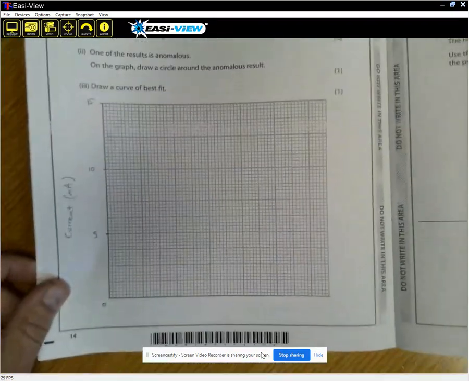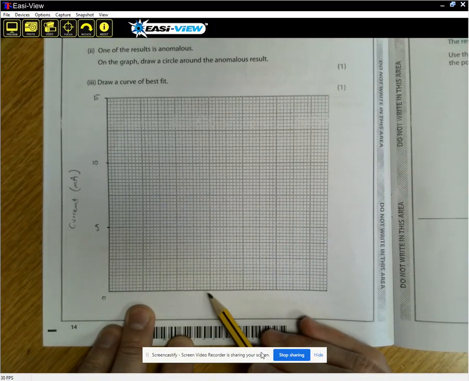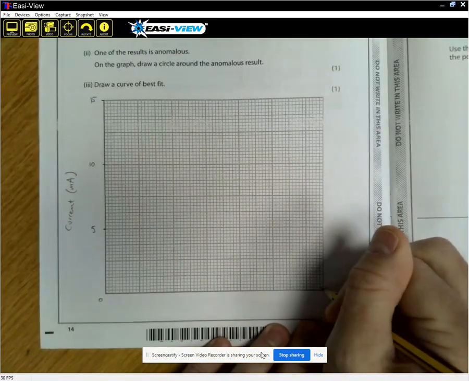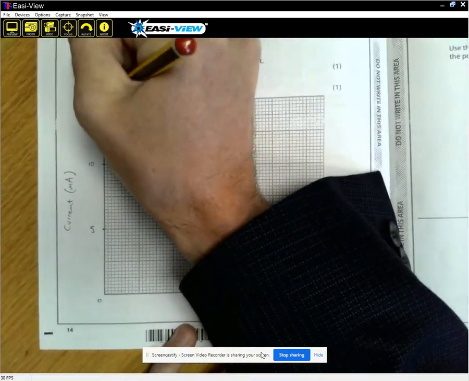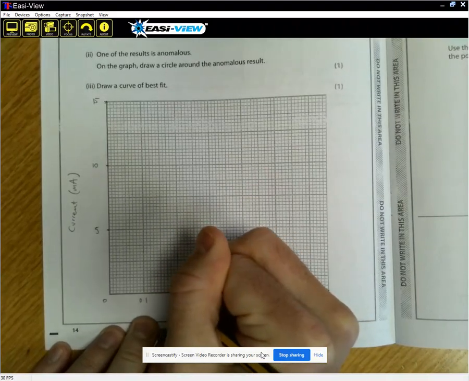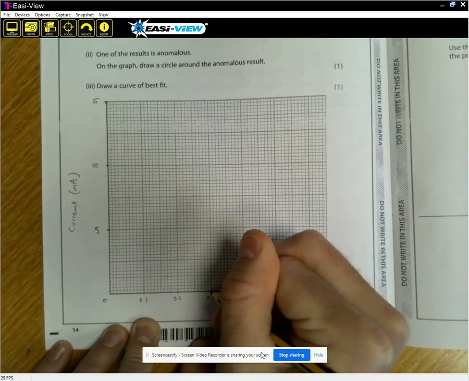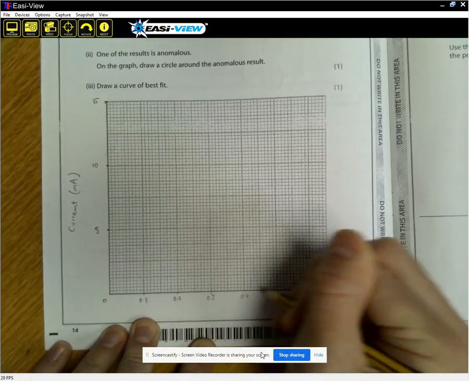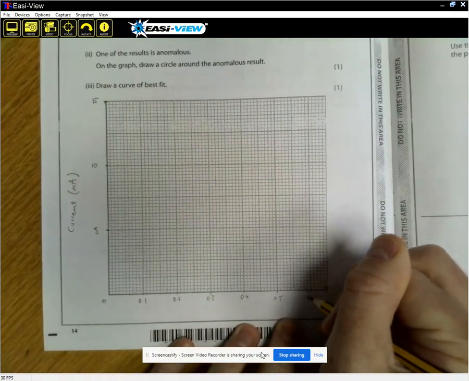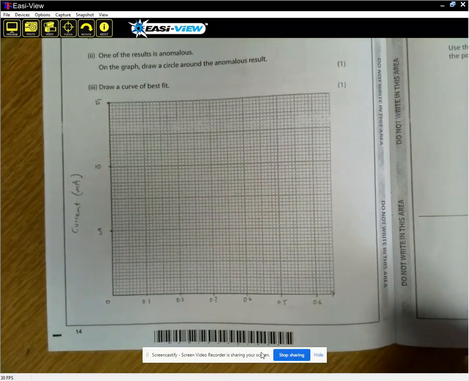The voltage needs to go up to 0.6. So can I go 0.1, 0.2, 0.3, 0.4, 0.5, 0.6? Yes, I can. So I will do that. So 0.1 every 2 squares, 0.2, 0.3, 0.4, 0.5, 0.6.